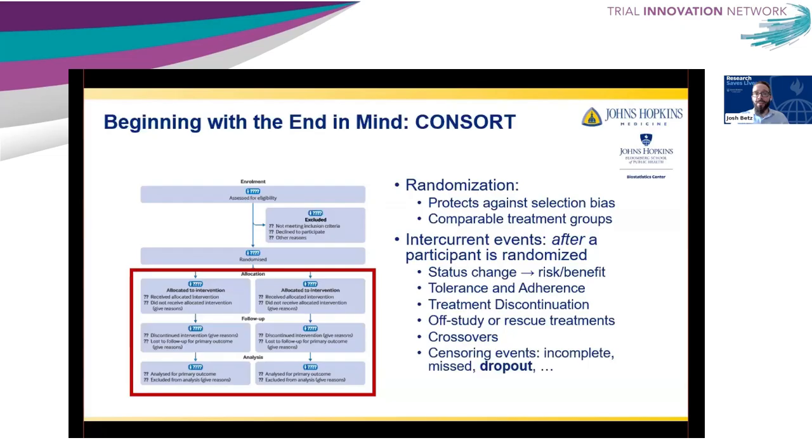And then there's other events that we talked about, the issue of censoring events or incomplete assessments or missed visits or participants dropping out. And the importance of documenting all these things is we're spending so much effort to use randomization to protect against selection bias. But all these things, if we're not careful, can potentially let selection bias creep back in.